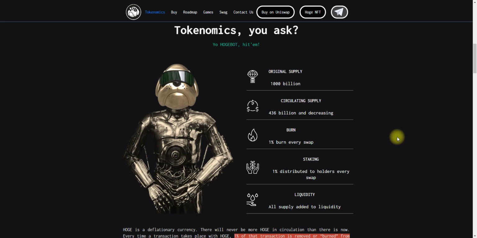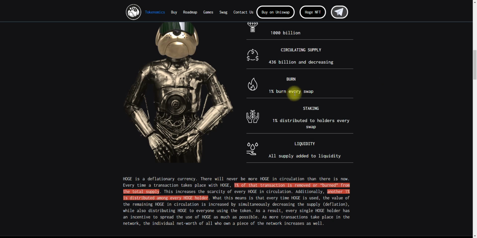So a lot of that deals with the tokenomics. If you go to Hoge.finance, you'll see that there's a 436 billion supply, decreasing. There was 1,000 billion, which is a trillion, originally. I believe 500 billion of those got burnt right off the bat. Like I was just saying, 1% burnt every swap, 1% distributed to holders. And the swap, that's buy or sell. You could be buying or you could be selling when you swap, to get more Hoge or to sell it off.